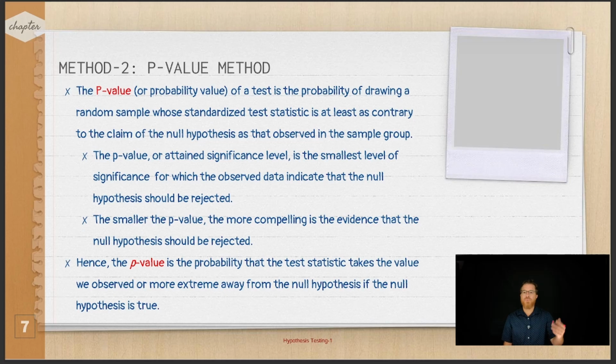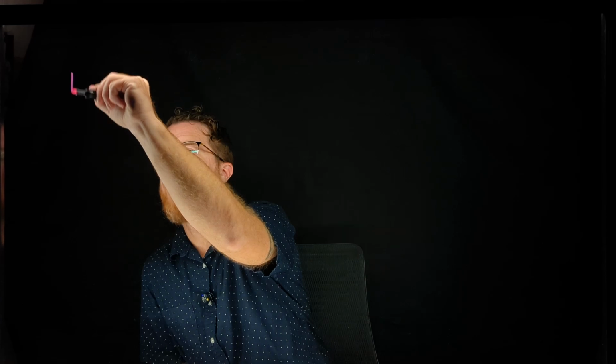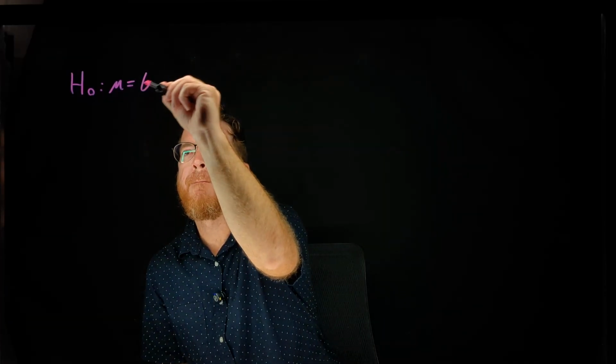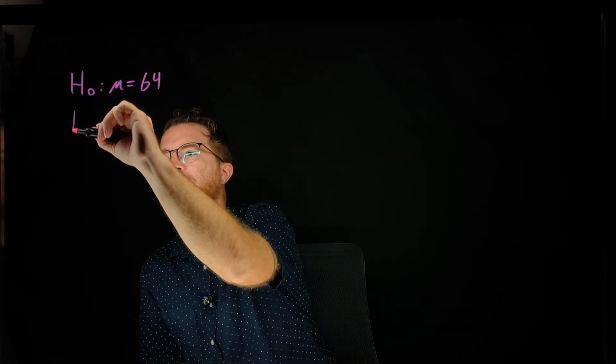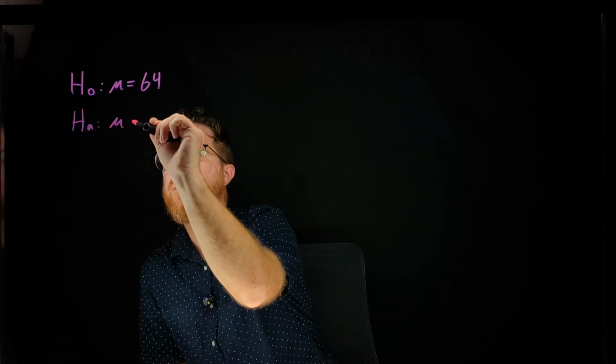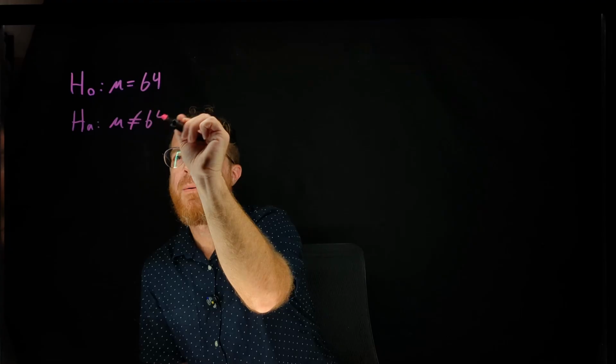So to begin with, we'll first start with some random null hypothesis. Let's say that we have H0: mu is equal to, and I'll just pick some value, let's say 64. And we're checking the alternate hypothesis that mu is not equal to 64.